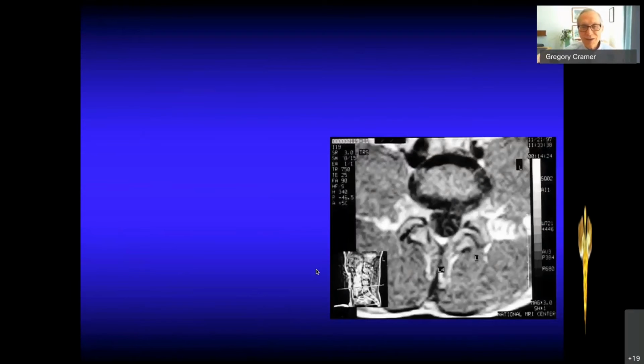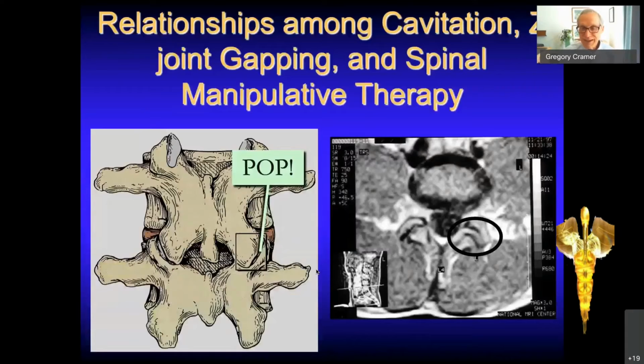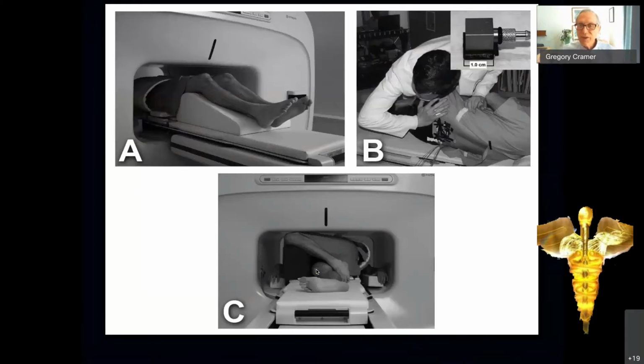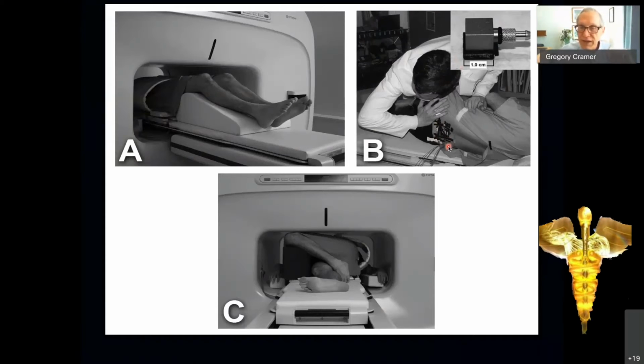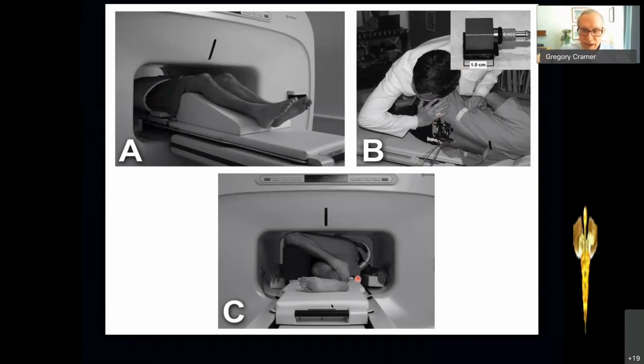If a joint cavitates or has that popping sound, it has gapped, but it doesn't quantify how much it's gapped. Some joints don't cavitate, but they gap just as much as those that do. So we believe that the cavitation sound is due to the speed with which the joint surfaces separate. And we have some preliminary evidence to support this. And so we've identified that joints that hypercavitate, they cavitate multiple times, those joints are actually narrower before manipulation than others.